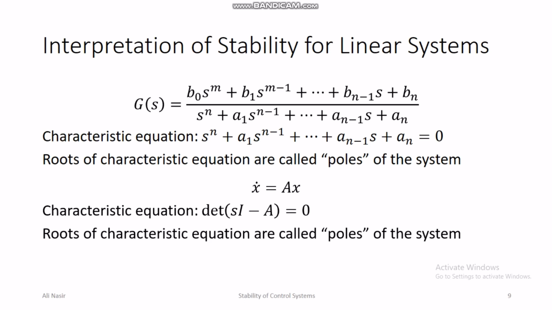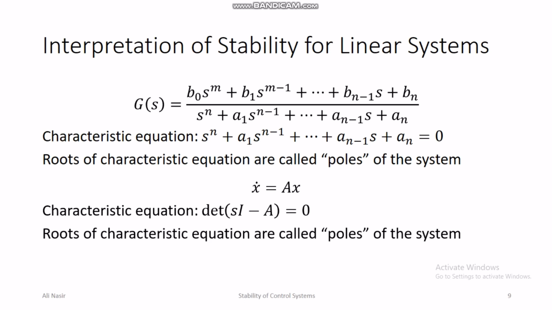So you can either calculate the poles from the denominator of the transfer function, or you can calculate the poles from the eigenvalues of the matrix A. The determinant of sI minus A equals 0. The roots of this equation will be the eigenvalues of matrix A. So you can calculate the poles from the eigenvalues of matrix A, or you can calculate the poles from the denominator polynomial, the roots of the denominator of the transfer function.